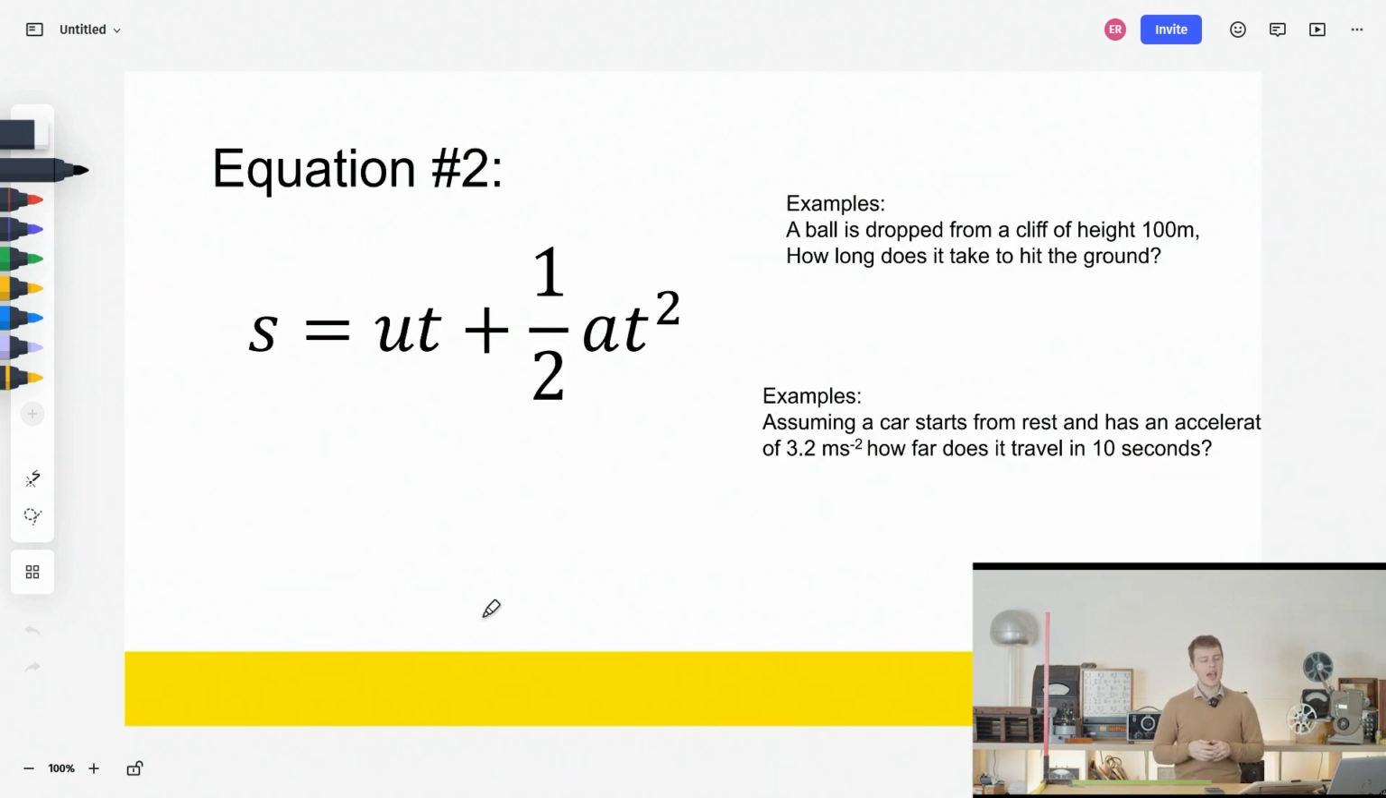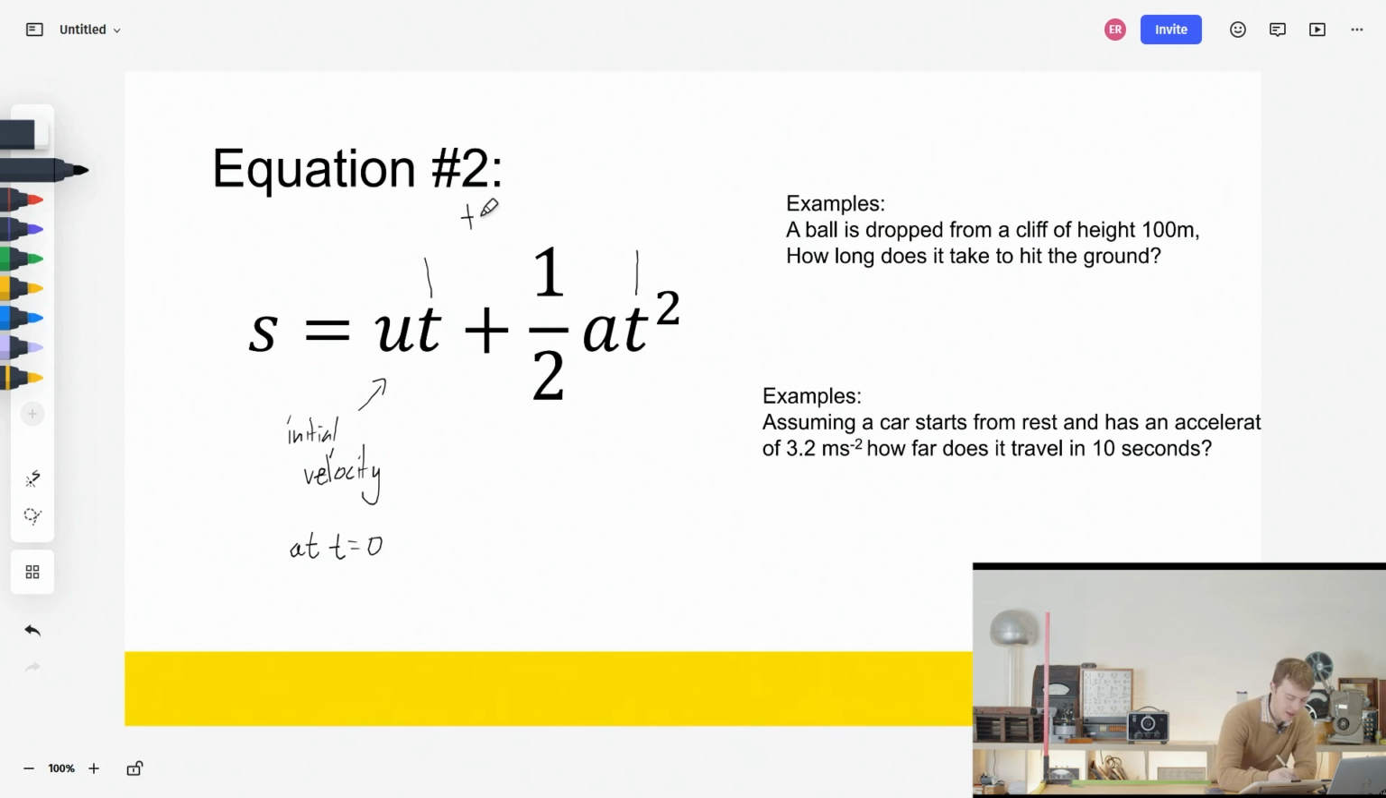Number 2, s equals ut plus 1/2 at squared. Now this has got a fair few things in it. Let's record down the ones we already know. u is the initial velocity, okay? It's the velocity when the activity begins, when time starts. Technically, it's the velocity at t equals 0. When time is 0, that's the velocity that we're considering. t here and here is the time of activity.